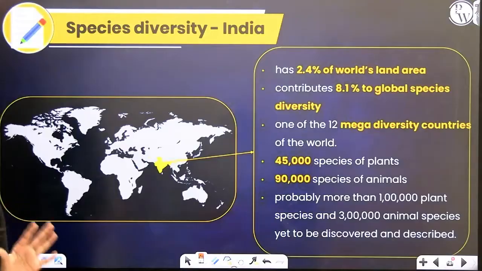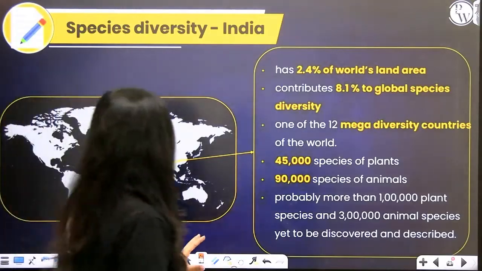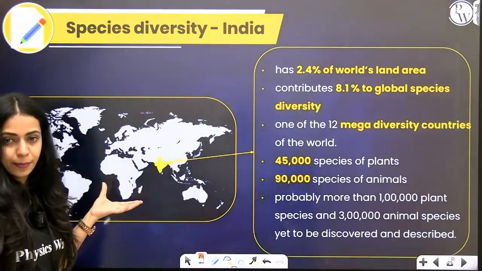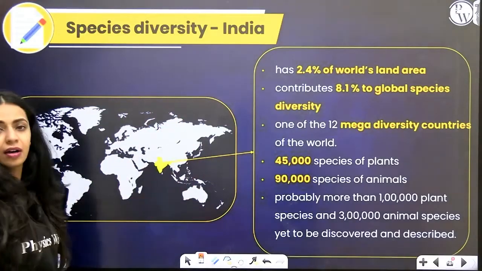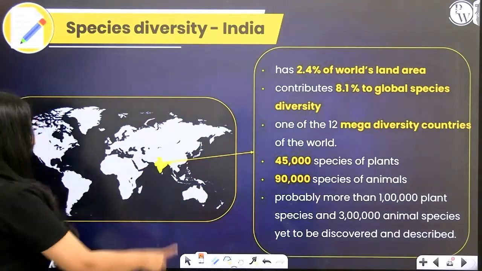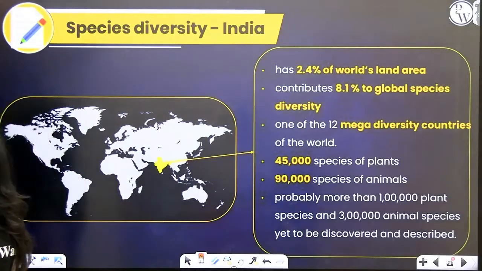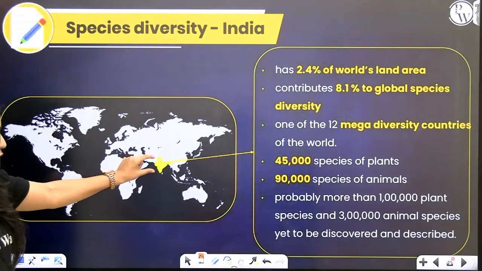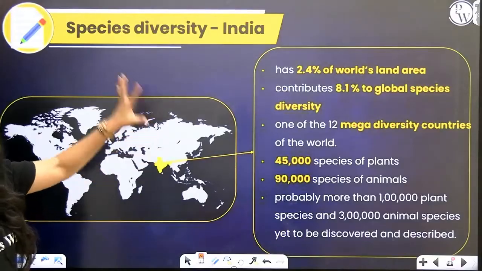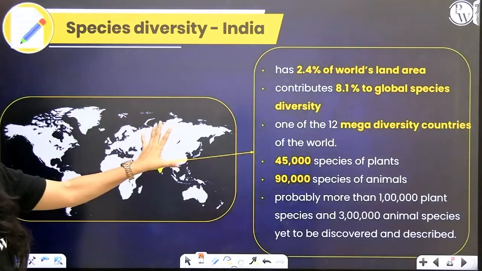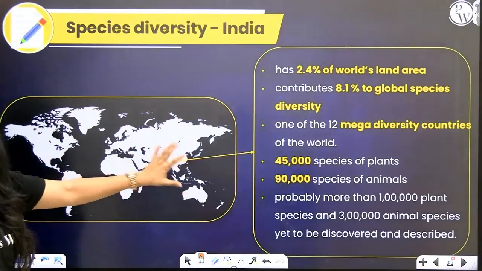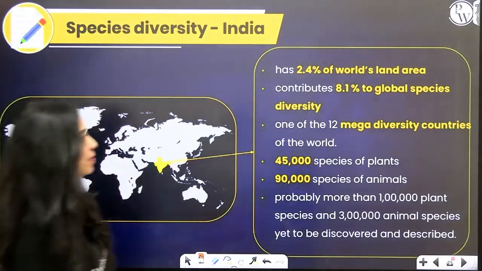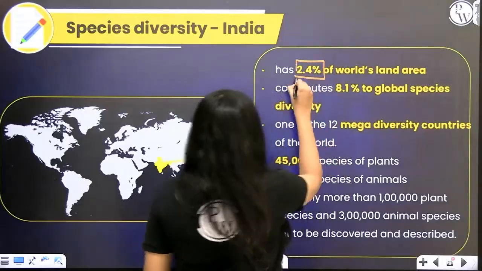Now let's look at the area India occupies in the world. Here we have the world map. There are so many different countries, and this is the land area that different countries occupy, and here is our beloved country, India. As you can see, India does not occupy a lot of area in the world. If you consider the land area that India occupies, it's just about 2.4%.